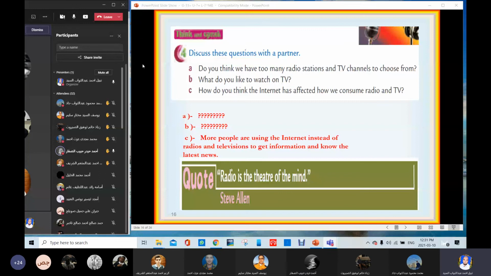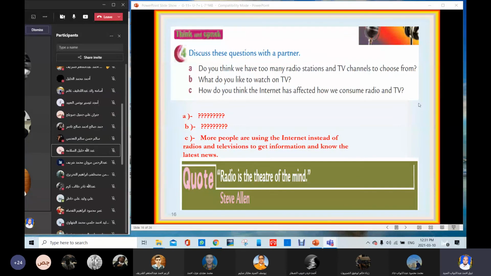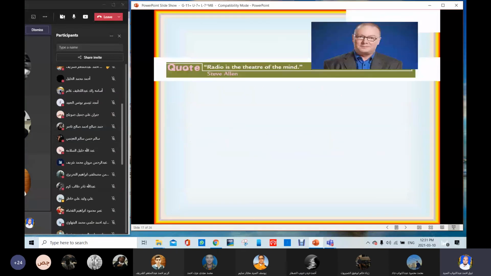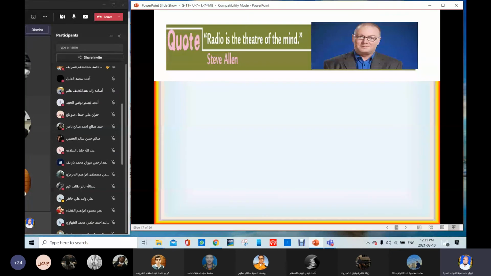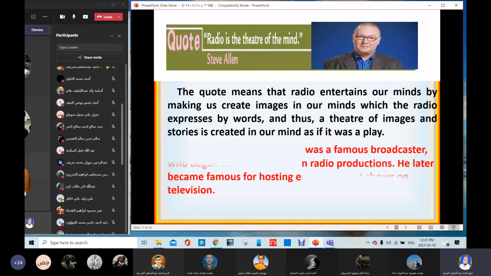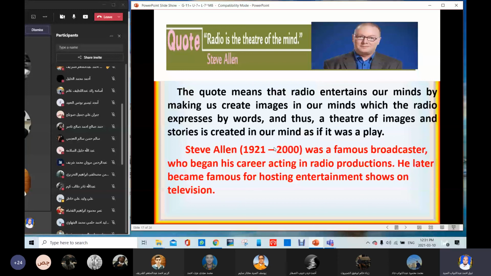Thank you. Here, let's have more answers about these questions again. The first one. Radio is a theater of the mind. This is a photo of Steve Allen. What do you know about Steve Allen? Steve Allen was born in 1921 and died in 2000. He was a famous broadcaster who began his career acting in radio productions. He later became famous for hosting entertainment shows on television. The quote means that radio entertains our minds by making us create images in our minds.